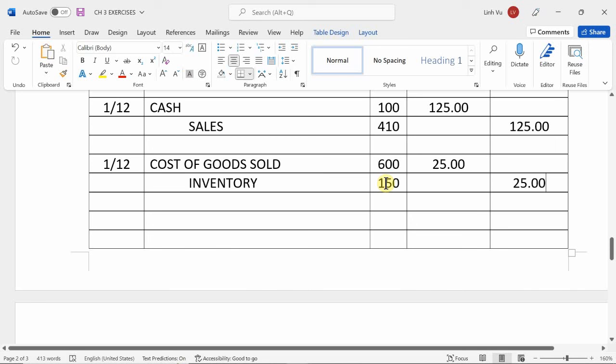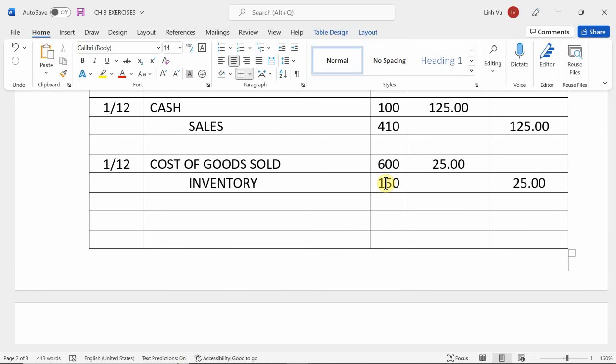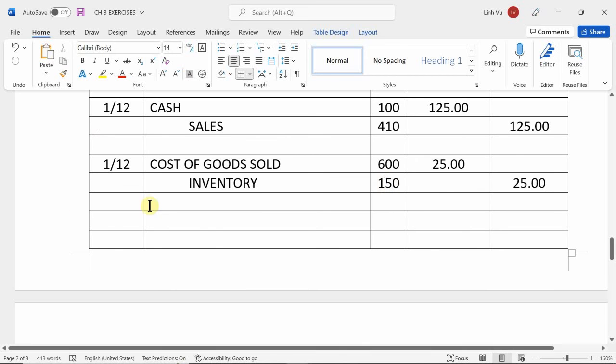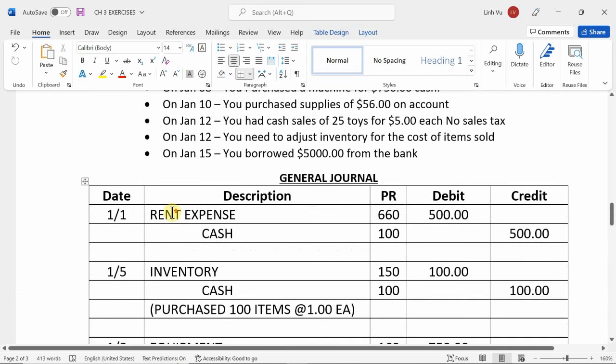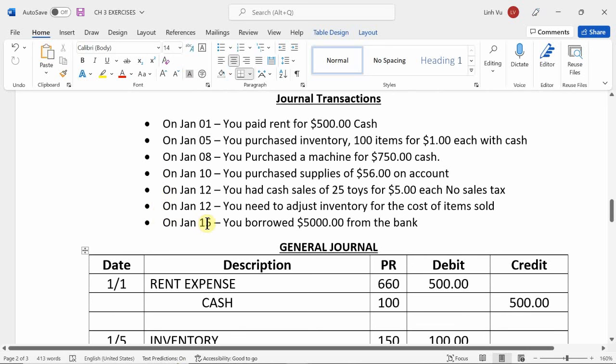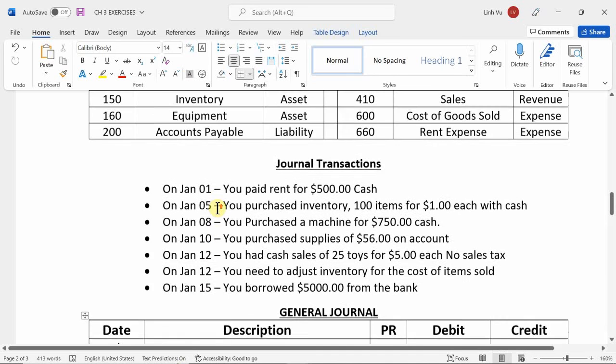But on the other hand, when we talk about inventory, that's where we keep track of it, right? We started out with 100, we sold 25, so how much should you have left? Then that's how you figure out that you should have 75 left. But right now, we're just focusing on journalizing. So yes. Okay. So going back to this. On January 15, we borrowed $5,000 from the bank. So what did we do?